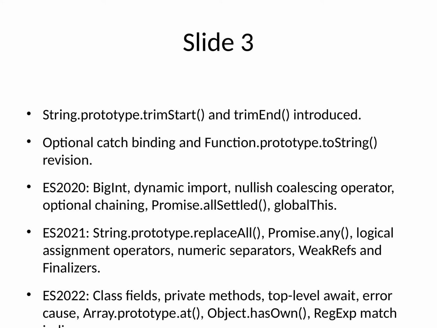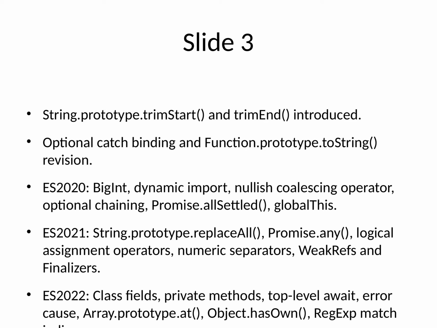ECMAScript 2022, or ES13, introduced class fields and private methods, enabling more robust object-oriented programming. Top-level await simplifies asynchronous code in modules, while error cause provides better error debugging. Array.prototype.at offers a cleaner way to access array elements. Object.hasOwn improves property checks, and RegExp match indices enhance regular expression functionality.